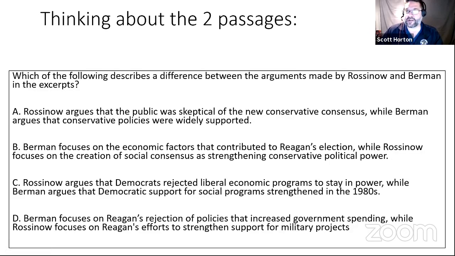And last question on those two passages. And here it is. What's the difference between the arguments made by those two? So we'll let the timer roll here.